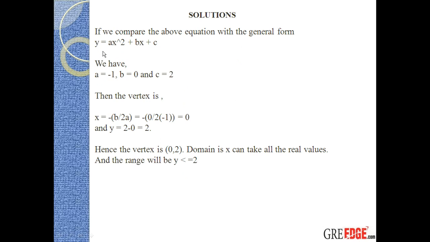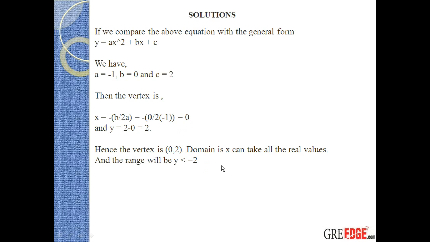So here y is equal to 2 minus x square, a is minus 1, we don't have bx, so b is 0 and c is 2. Then you will get the x coordinate of the vertex as minus b by 2a, so that would be 0. Y is equal to 2 minus 0, that is 2. So you will get the vertex. For x is equal to 0, you have y is equal to 2, so the vertex is 0 comma 2.